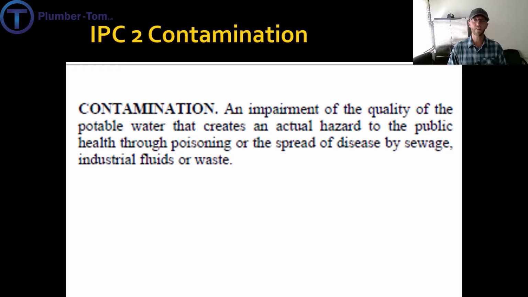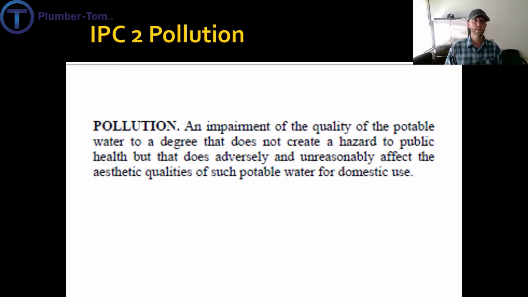Contamination means an impairment of the quality of the potable water that creates an actual hazard to the public health through poisoning or the spread of disease by sewage, industrial fluids, or wastes. So this is where it's actually dangerous and life-threatening. Whereas pollution refers to an impairment of the quality of the potable water to a degree that does not create a hazard to public health, but that does adversely and unreasonably affect the aesthetic qualities of such potable water for domestic use. That means it's not dangerous, but it's not what you want. Maybe there's something in the water that makes it smell bad, or it changes the color.